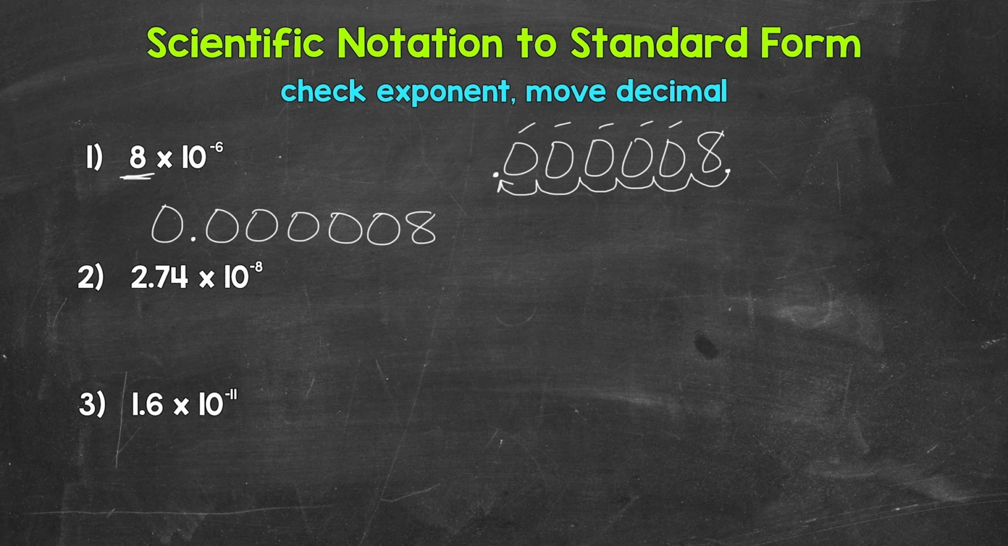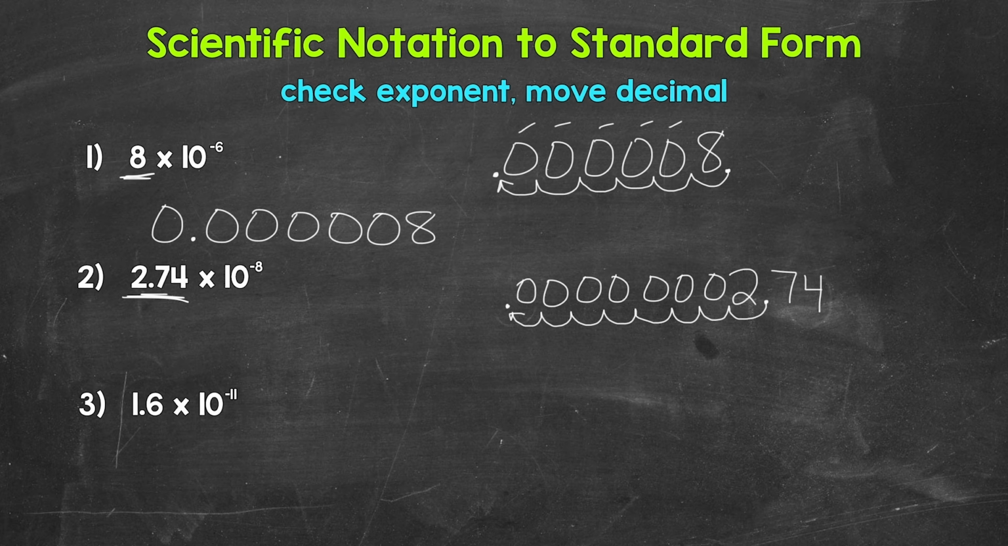Let's move on to number 2, where we have 2.74 times 10 to the negative 8th power. Let's start by writing 2.74 off to the side here. And then taking a look at the exponent, we have negative 8. Since we have a negative exponent, that tells us we have a small number here, and we need to move the decimal to the left. We're going to move it to the left 8 places. 1, 2, 3, 4, 5, 6, 7, 8. And now we can fill those places with zeros. And that is our standard form.